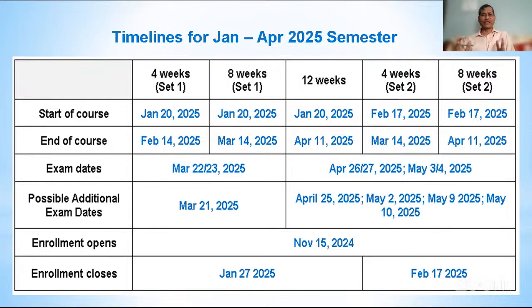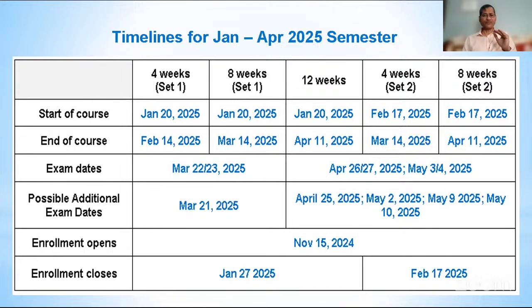Now, the 4 and 8-week courses are actually segregated in 2 parts. The first set of 4 weeks, the first set of 8 weeks, and all 12-week courses started from January 20th, and their enrollment process closed yesterday. 776 courses' enrollment was closed. What remains is the 4-week and 8-week courses of the second set. Their enrollment will close on 17th February 2025.